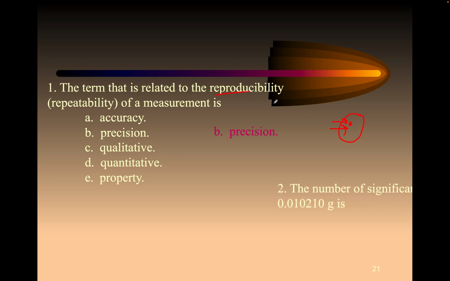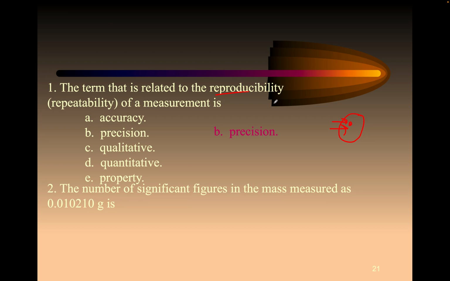And that is about significant figures. The number of significant figures in the mass measured as this will be how many? I don't think you need options for this, but still, okay. See, this 0 is coming after the decimal. So let's see. 5. Right? Got it? Because this 0 is after the decimal, it will be counted. And the rest will be counted after the decimal. But these are non-sandwiched ones, so we cannot count them. Okay?